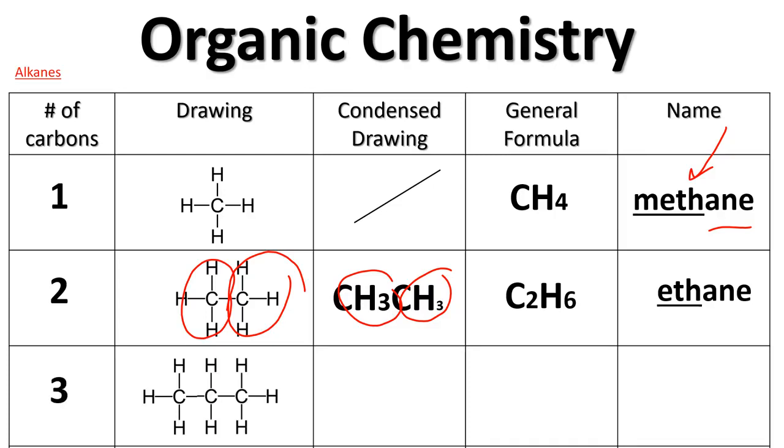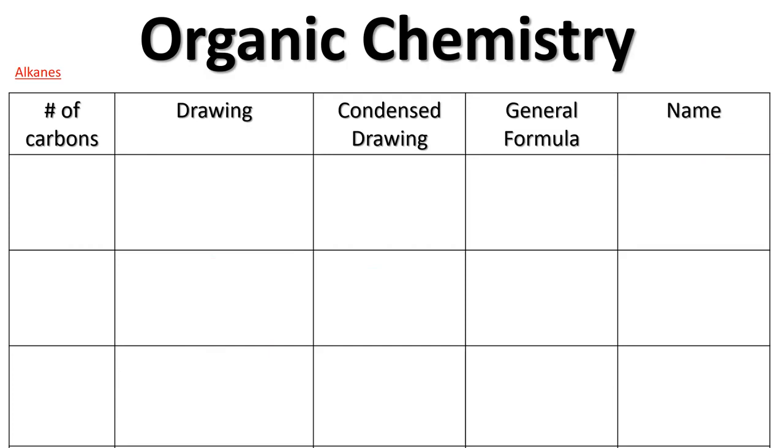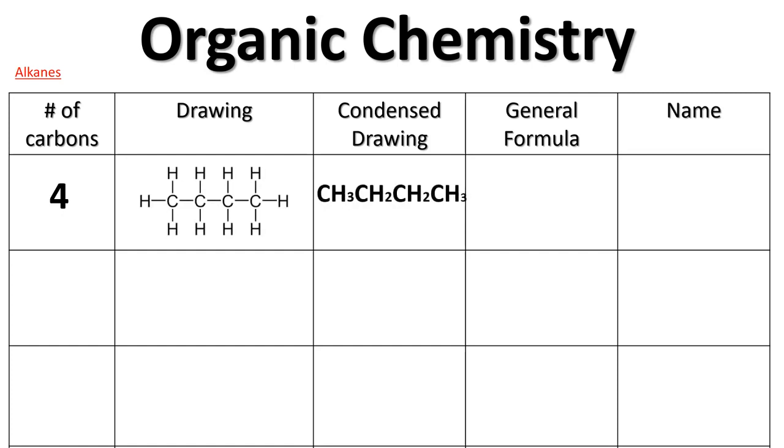Something with 3 carbons, we'll just draw this one. And then we'll go ahead and write our condensed right beside it. And there's our general formula. And for King of the Hill fans, Hank's favorite gas is propane. We're only going to draw a couple more because it's going to start to get very repetitive here. So we've got 4 carbons. It looks a little like that. Condense it out. There's your general formula. And this one has a unique name. This is called butane.